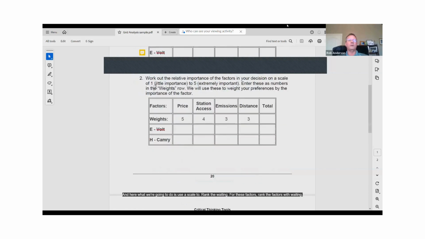And here what we're going to do is use a scale to rank the factors with weighting. So the weighting is 1 of little importance to 5 of extremely important. And again, you can use any scale you want. We're just going to be working with 1 to 5 today.